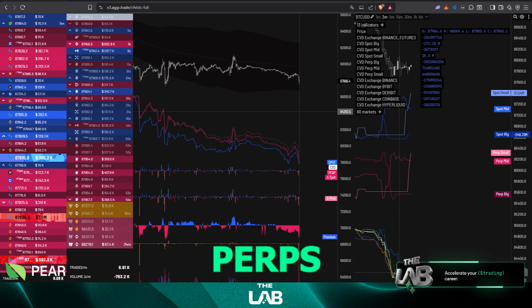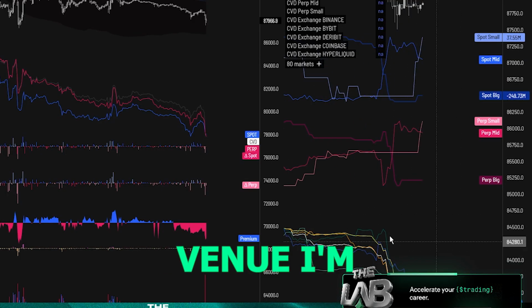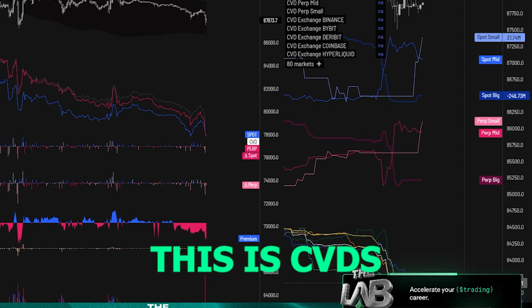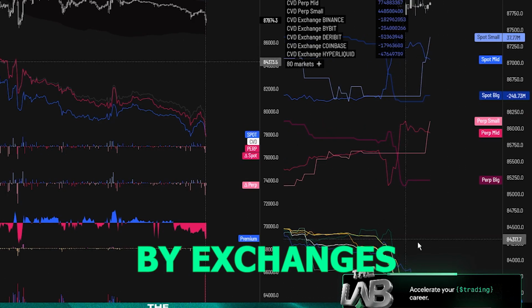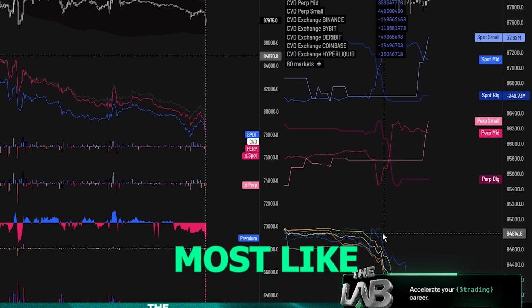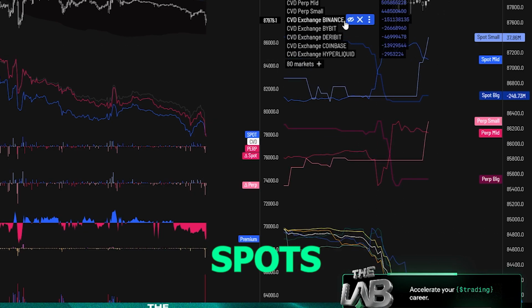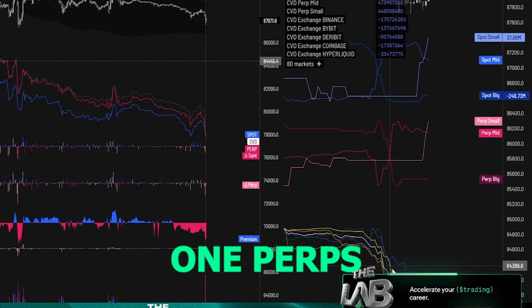Same for perps. And below here, this is the main venue I'm looking at. This is CVDs split by exchanges, and for me, we have Binance Spot, the orange one. Then we have Bybit, which is futures, the yellow one, perps.